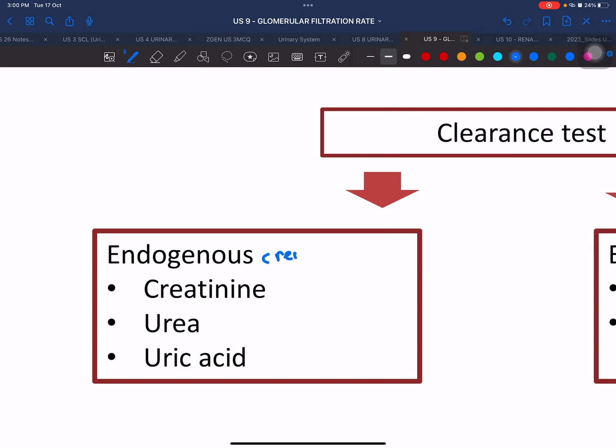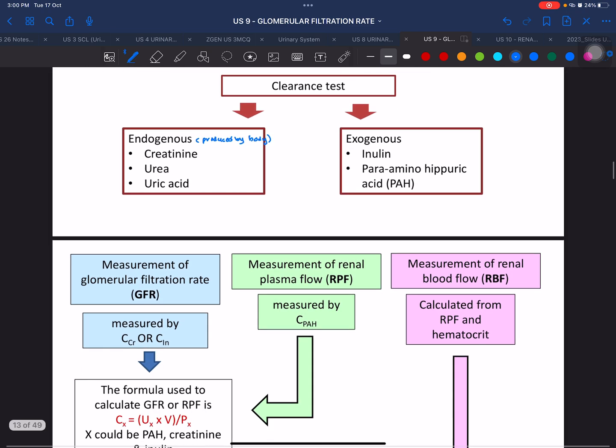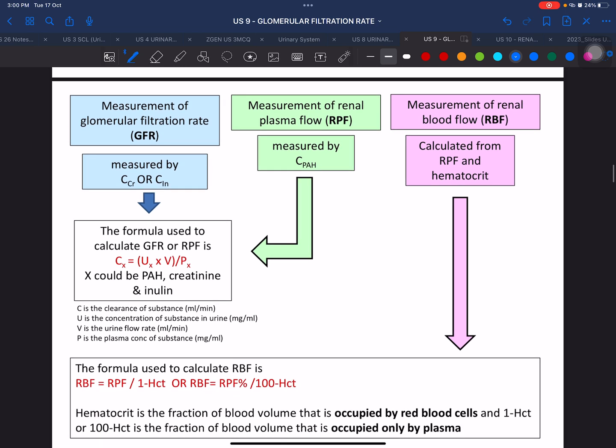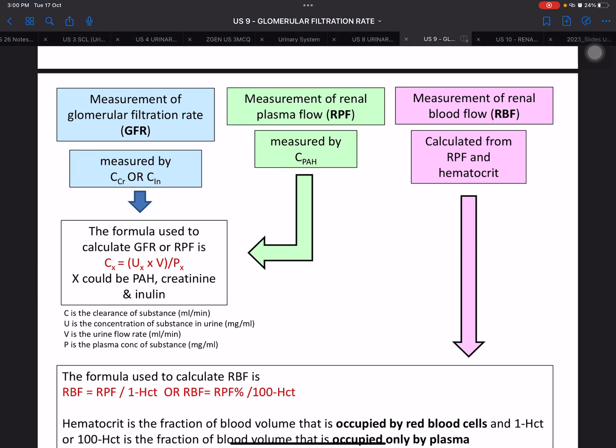So this is just the summary. Measurement of the glomerular filtration rate: you can measure it by the clearance of creatinine or the clearance of inulin. The formula used to calculate GFR or RPF is the same, so this substance X can be creatinine, PAH, or inulin. So how about renal plasma flow? You can measure it through the clearance of PAH. It is still the same formula, just a different substance.